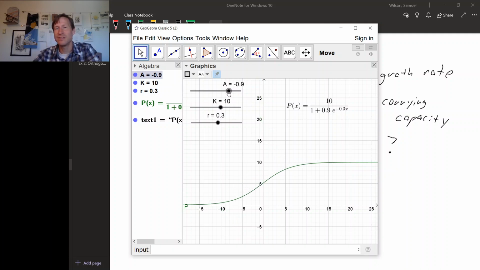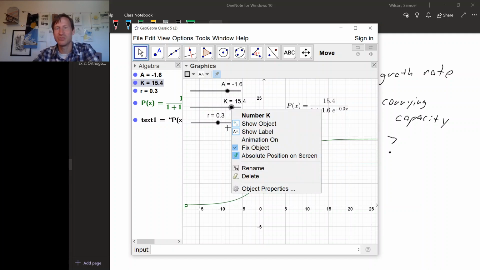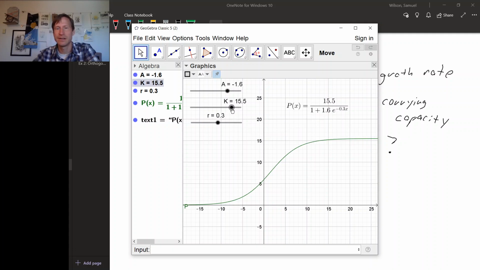So for negative A values, these are initial populations between 0 and the carrying capacity. And as you would expect, given the phase portrait for the differential equation, populations that start between 0 and the carrying capacity do grow towards the carrying capacity, but as they approach the carrying capacity, they slow down so that they grow less and less fast. It turns out that they never actually reach the carrying capacity exactly, but they do approach it asymptotically. Of course, changing the carrying capacity just changes where that asymptote is.